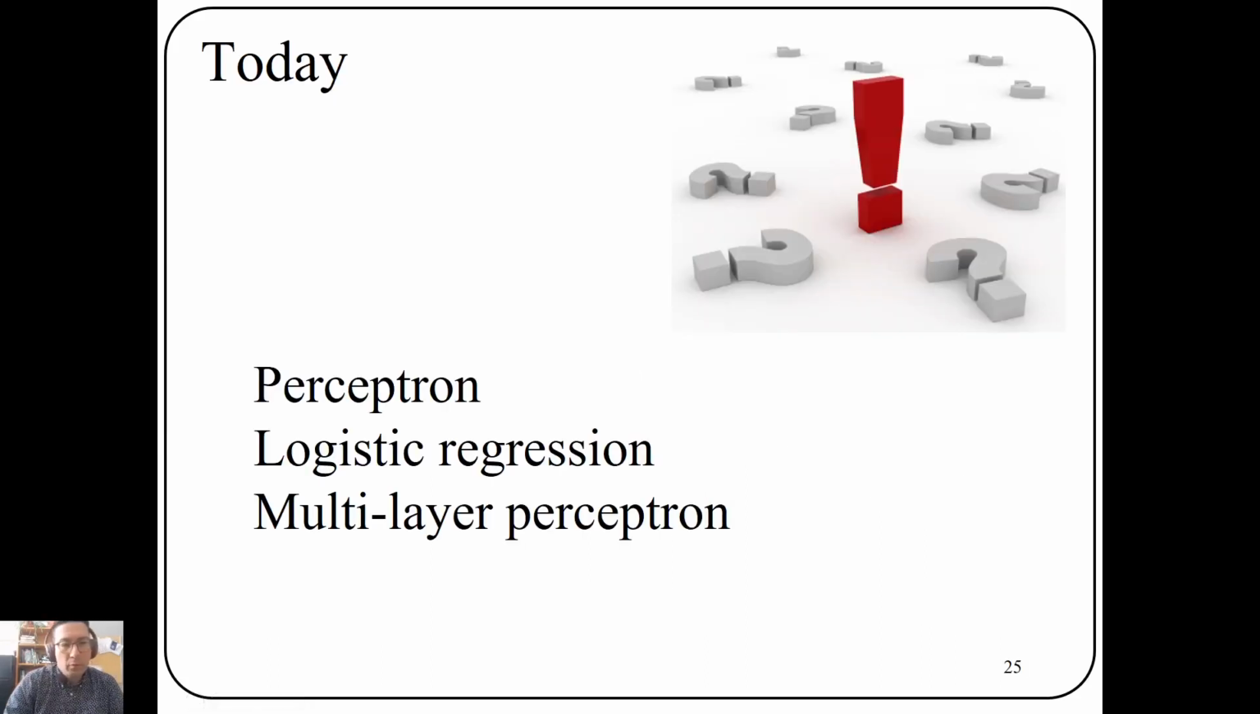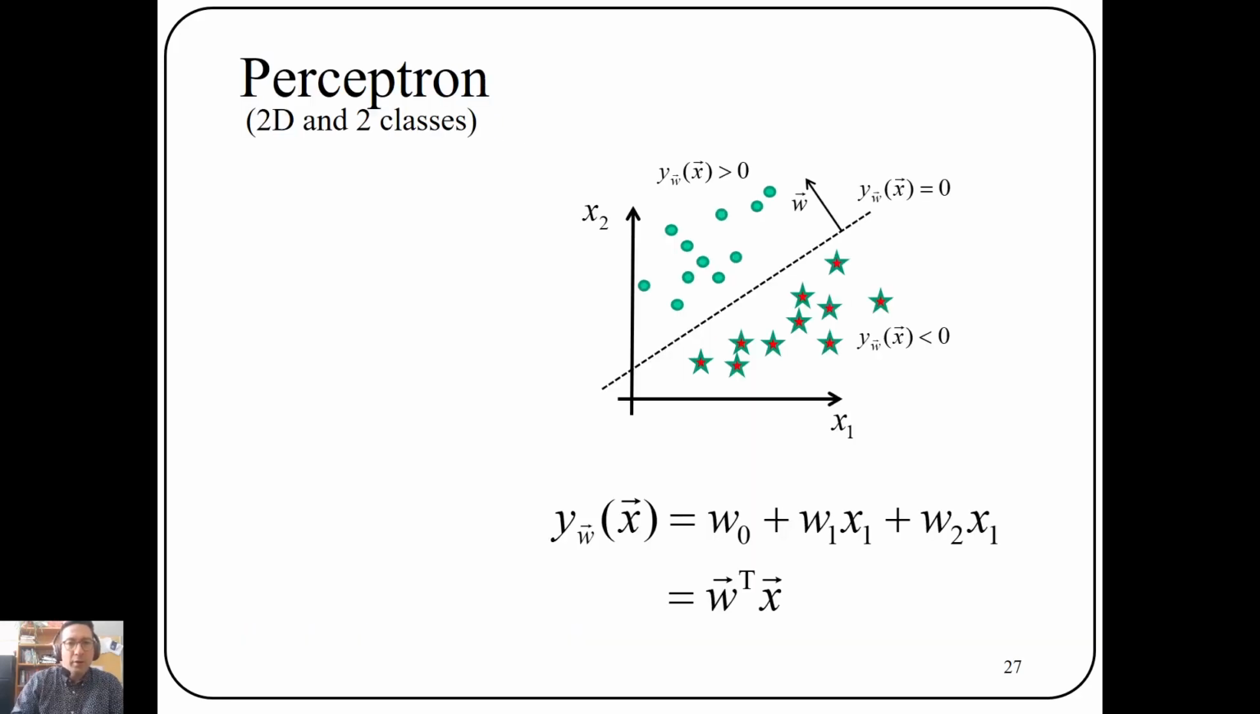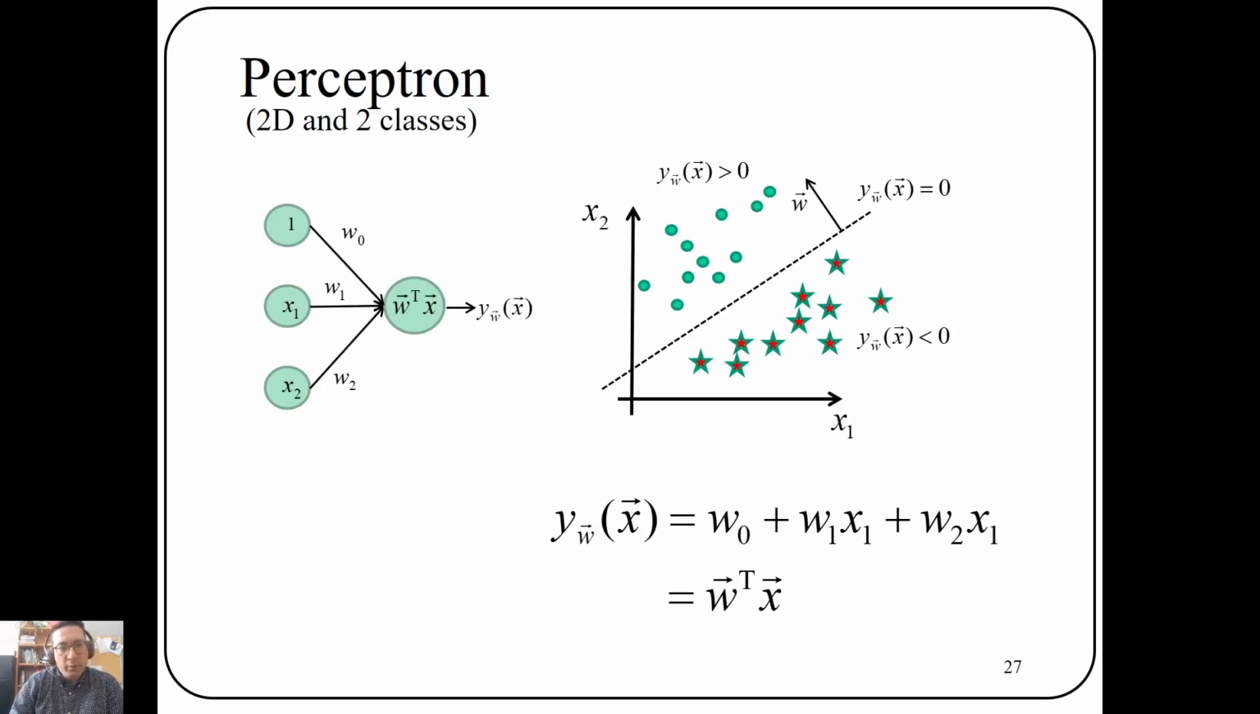Today we'll see three different algorithms associated to very well-known neural network concepts: the perceptron, logistic regression, and the multi-layer perceptron. The perceptron is not something new. It was in fact first published in the 1950s by the very well-known Frank Rosenblatt. And the perceptron is directly related to what we have been talking about in the last couple of minutes, which is the definition of a line that you can relate to the dot product between a set of parameters W and input data X.